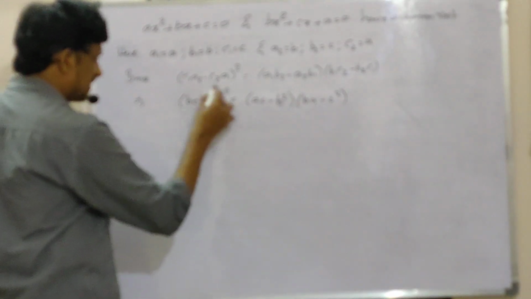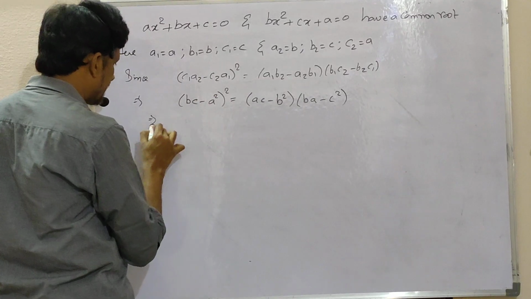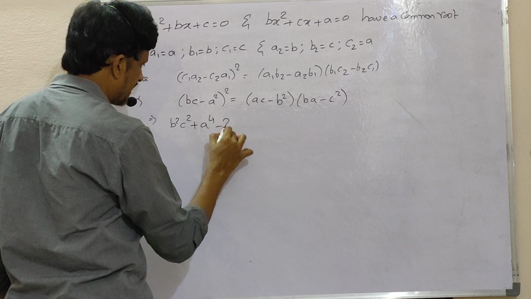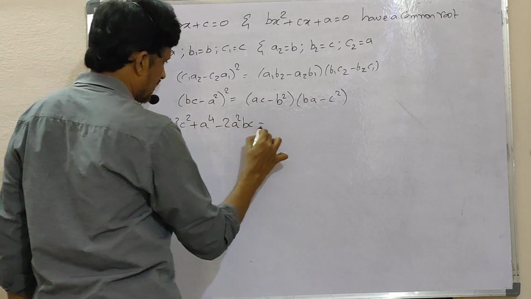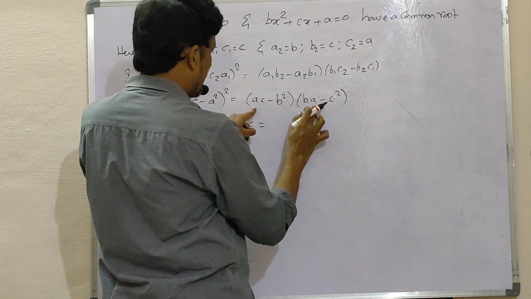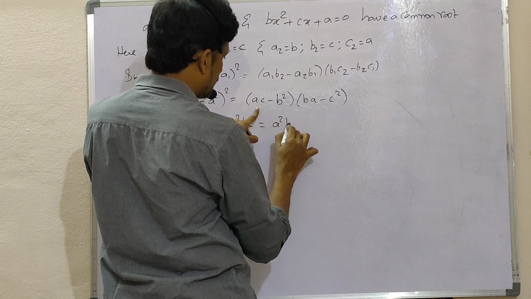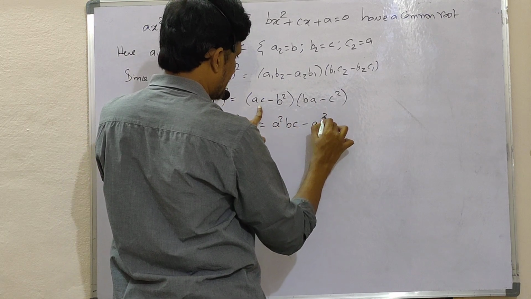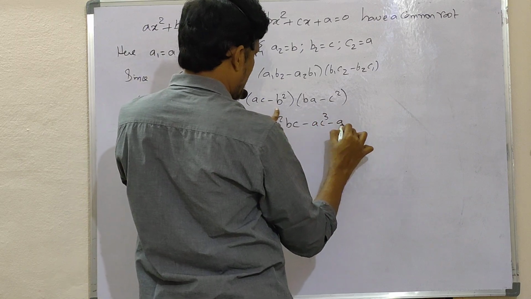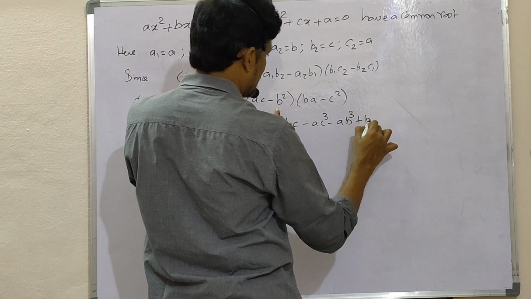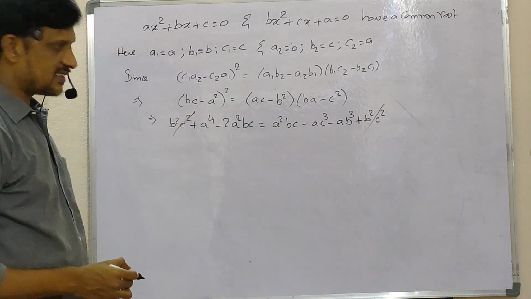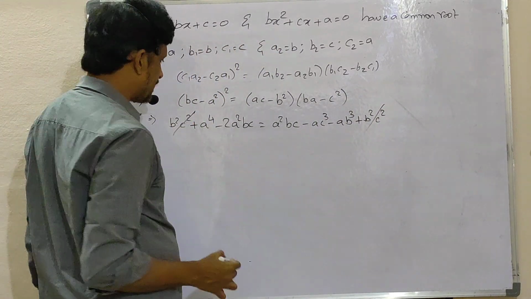Okay, then this is in the form of (a minus b) whole square, so write its expansion. There you are getting b square c square plus a power 4 minus 2a square bc, which is equal to multiply these two, a into a square bc, minus ac cube, ac into c square gives you minus ac cube, minus ab cube plus b square c square. Now b square c square on either side gets cancelled.